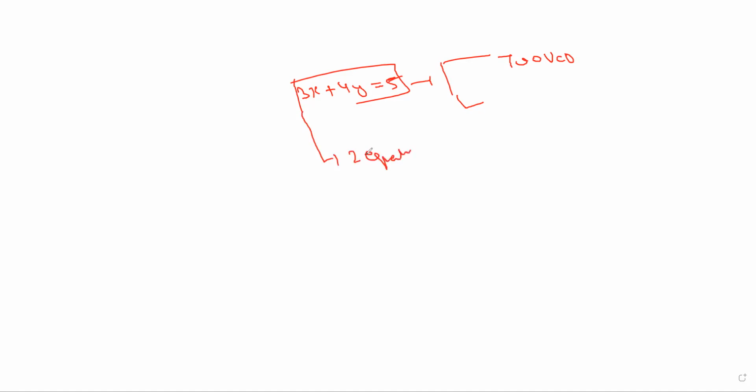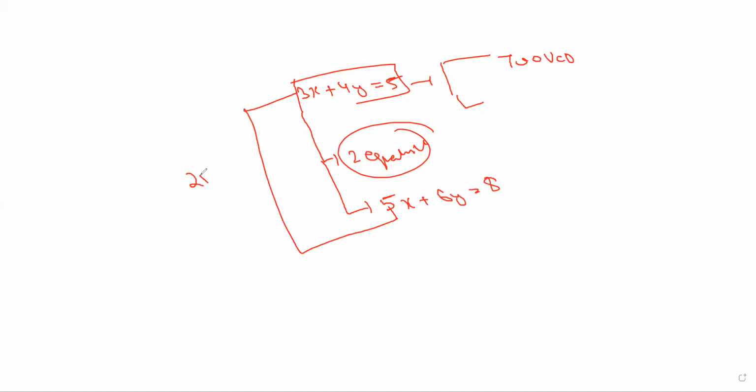Now, if I'm talking about the next version of it, that is two variables. For example, 3x plus 4y is equal to 5. Now understand, when we have two variables and you need to find the value of x and y, you need that number of equations. For example, if you have two variables, you need two equations to solve that. Let's suppose we have the second equation as 5x plus 6y is equal to 8. Now we have two variables, that is x and y. Now you can solve and find the value of x and y.